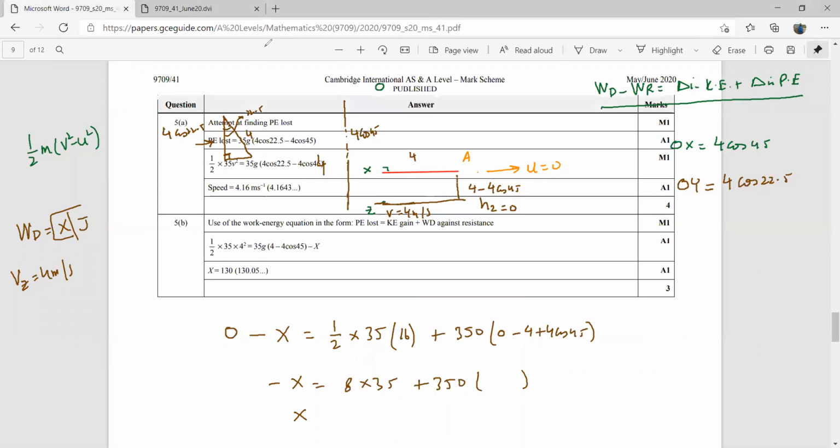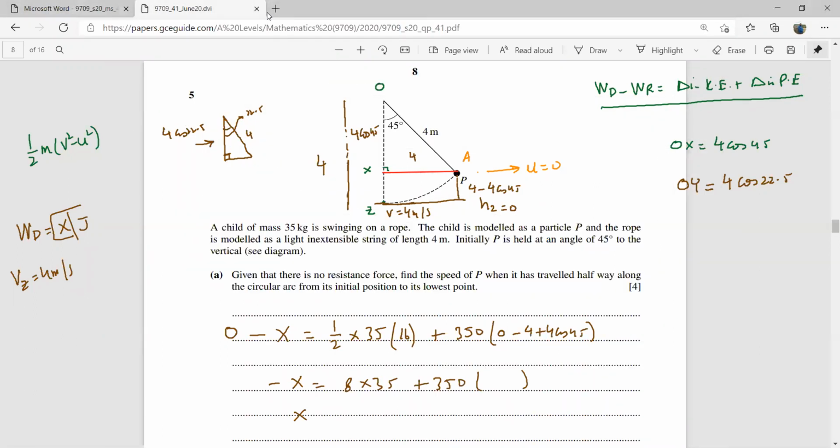Let me give you the answer. That is approximately 130. Do you get 130? Please use your calculators. Okay, so this is confirmed. So this X is 130. The work done against the resisting force is 130 joules. So this X is 130 over here.